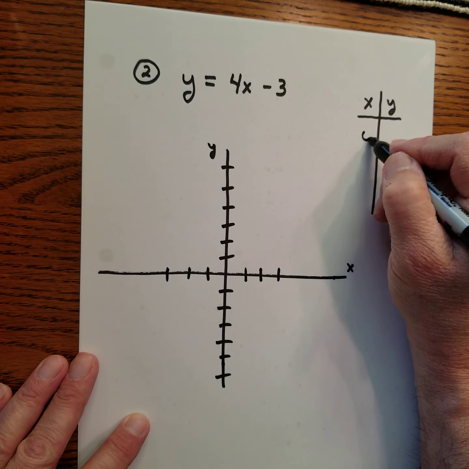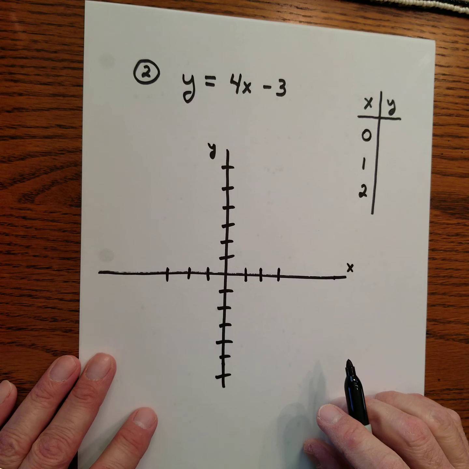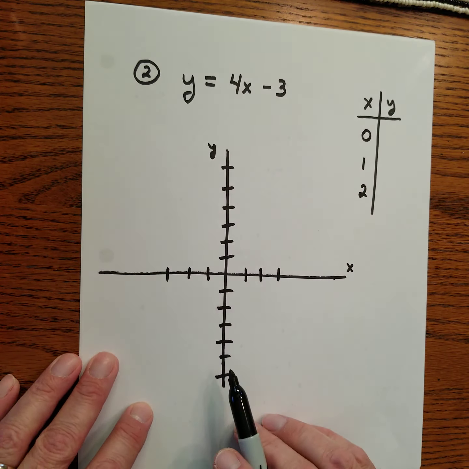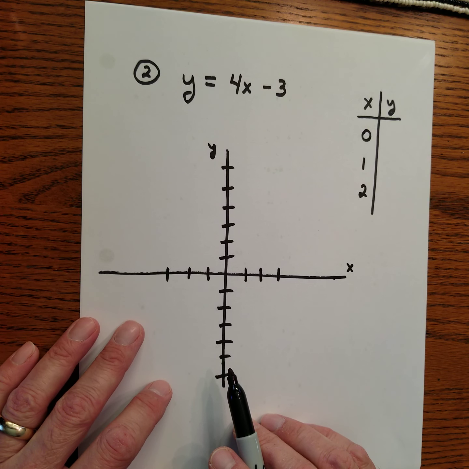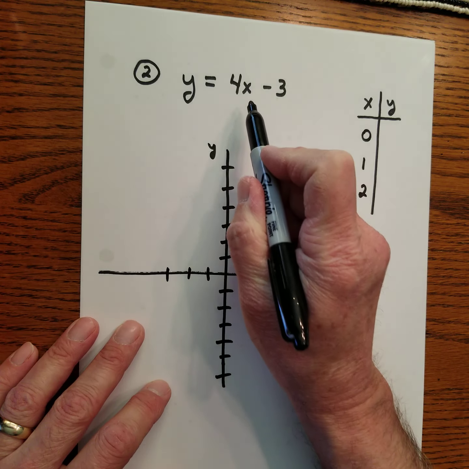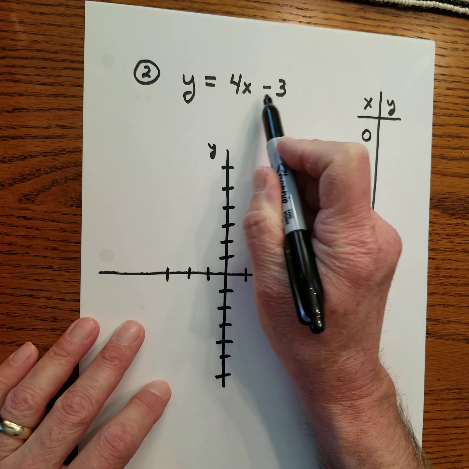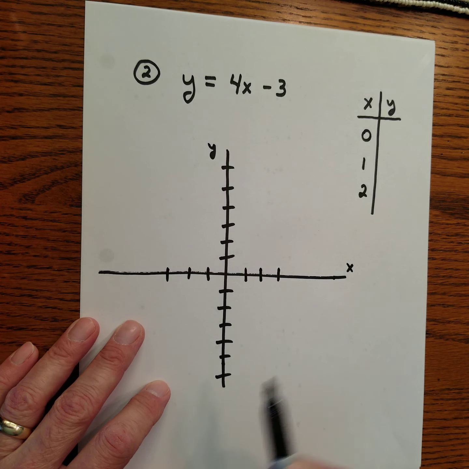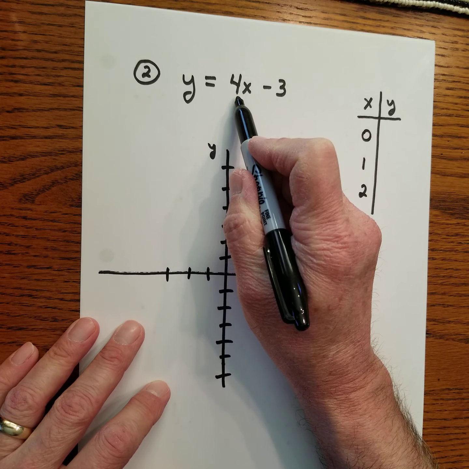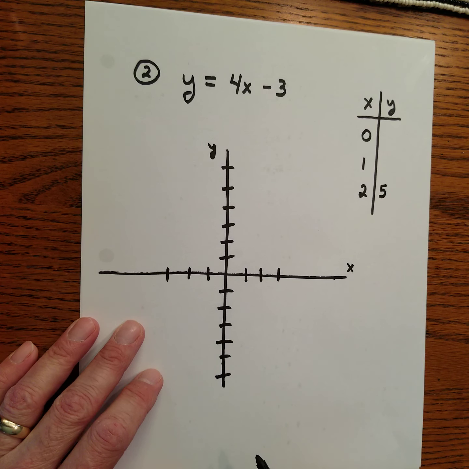I'm always going to use 0, 1, and 2 for my x values. And then we plug these values into this equation to find out what y values go along with them. Let's start with the 2. If I plug 2 in for x, then I go 2 times 4, subtract 3. Let's try it. Plug in 2. 2 times 4 is 8. 8 minus 3 is 5.